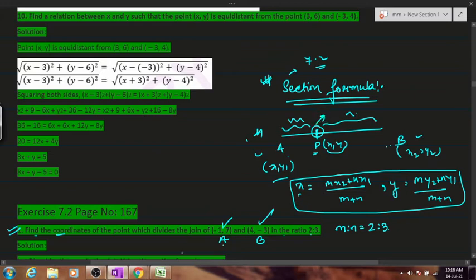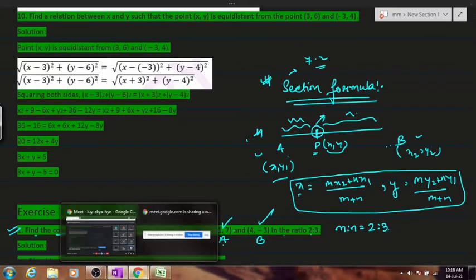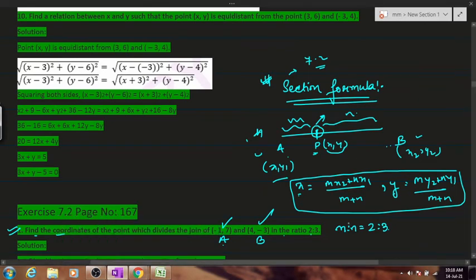Yes or no? Confirm. Yes, sir. So find it, hurry up. Your m is to n is 2 is to 3. This is our x1 comma y1. This is our x2 comma y2. You have to find x comma y. Let point P be x comma y. Let point A and B be such and such, and given m is to n is 2 is to 3. Now you have to find x and y.